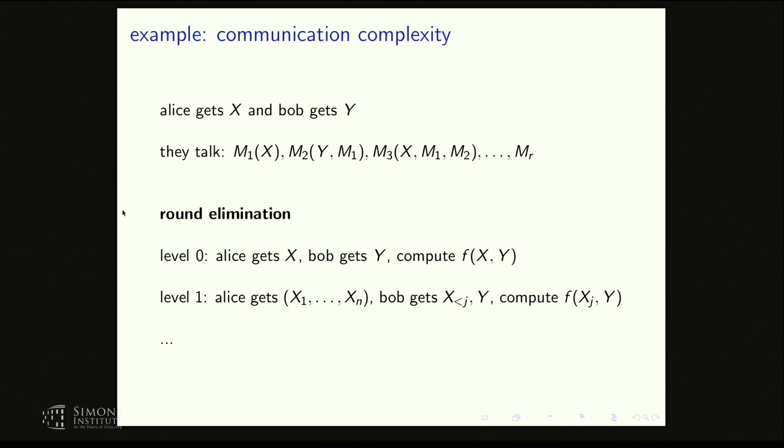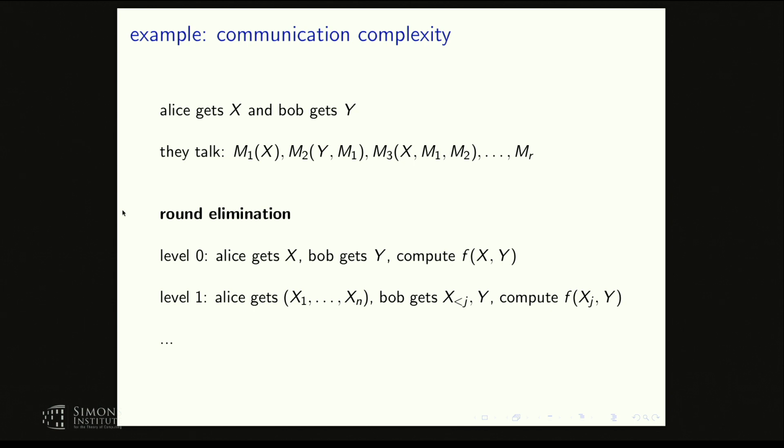Bob will get some part of X. Let's say we choose some J. We choose some J, give Bob everything before J, and some Y. And the goal of Alice and Bob in the level 1 thing is to compute f of xj and y.